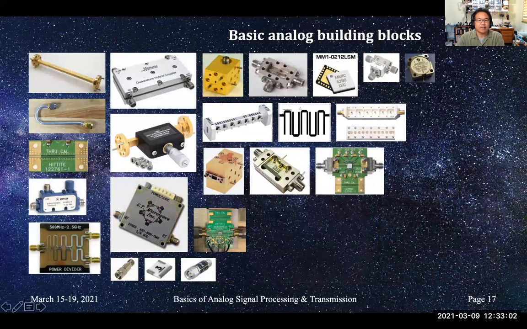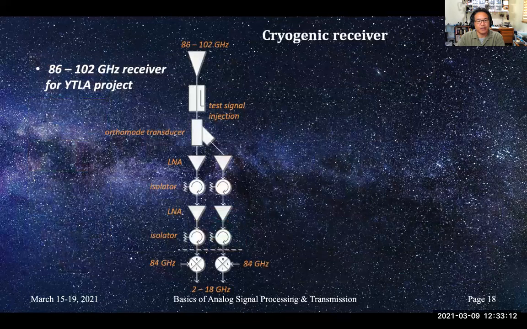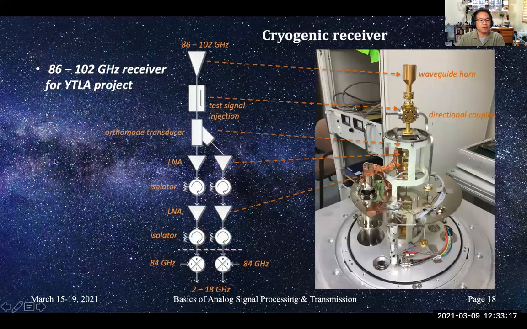Okay, so that's the end of the analog building blocks, a subset of them. There are a lot more. I maybe covered just a small fraction of what's available, but using these, let's see what we can build from a practical standpoint. So the first example I have here is the YTLA project on Mauna Loa.